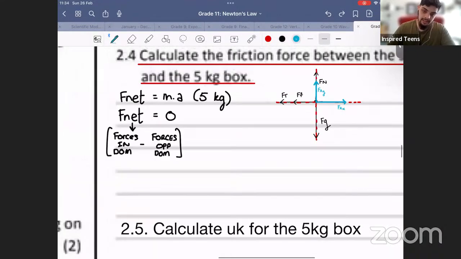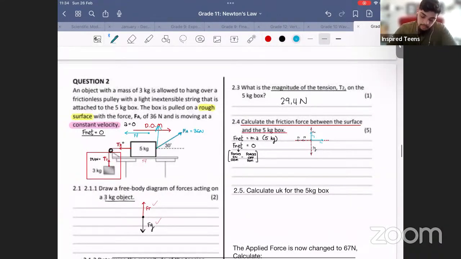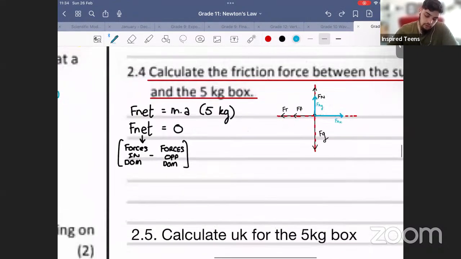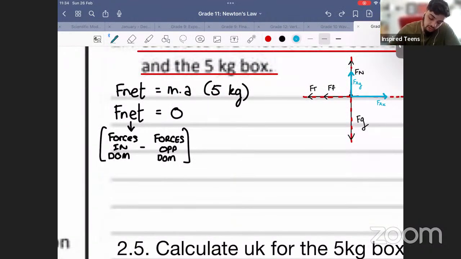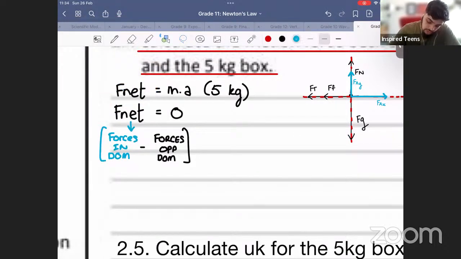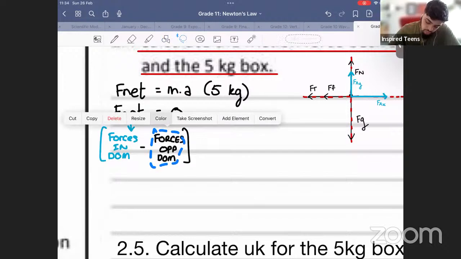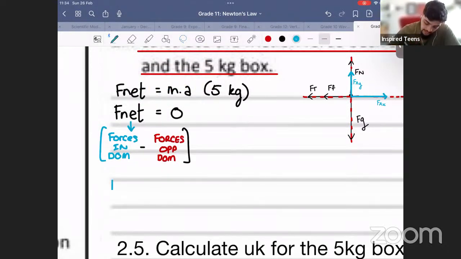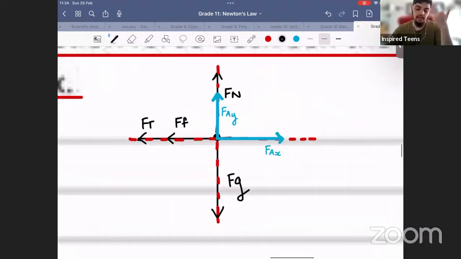Okay, and yes, the other component is actually moving it up, technically. So what are my forces in the direction of motion? Maybe let's change the color, and then change this color. My forces in my direction of motion, we said, are F applied X. Now I'm going to subtract all the forces opposite to the direction of motion. Give me the forces opposite to the direction of motion.